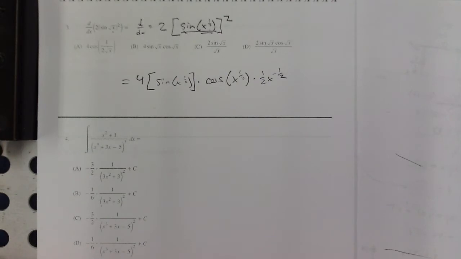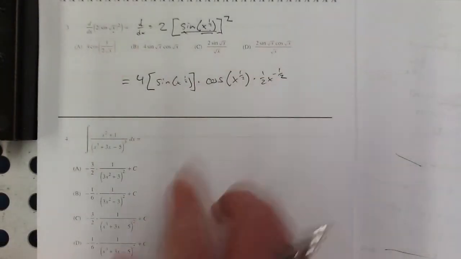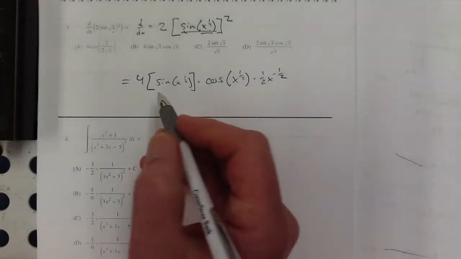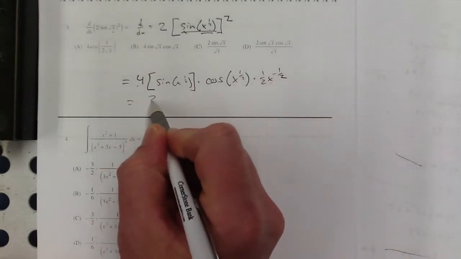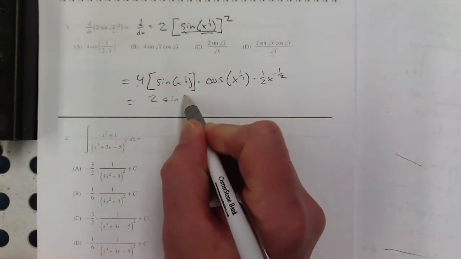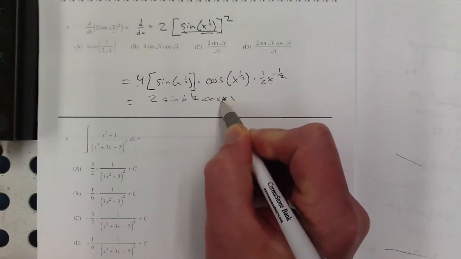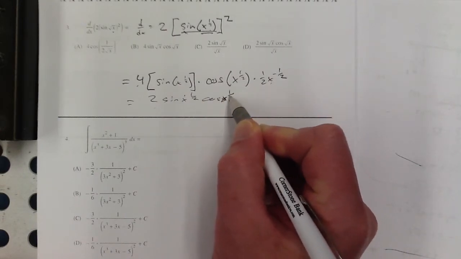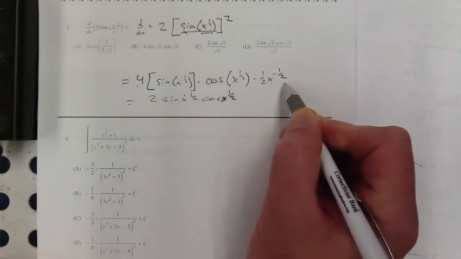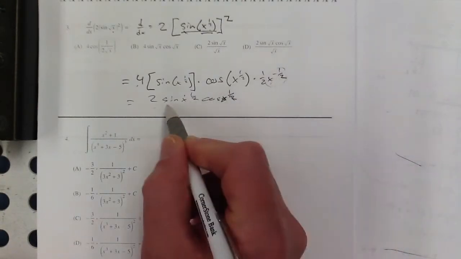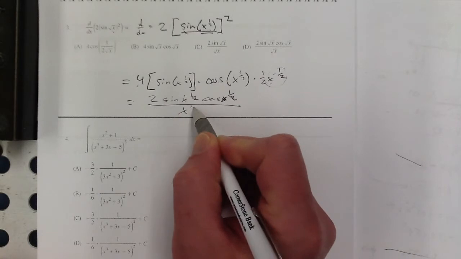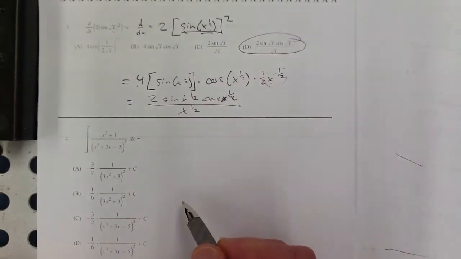Alright, now I just need to clean that up and see what it is equivalent to. So 4 times 1/2 is 2. I've got sine x to the 1/2 times cosine x to the 1/2. That's what happens when I try to write too fast. And then x to the -1/2, that's the same as x to the 1/2 on the bottom. That's the same as this.